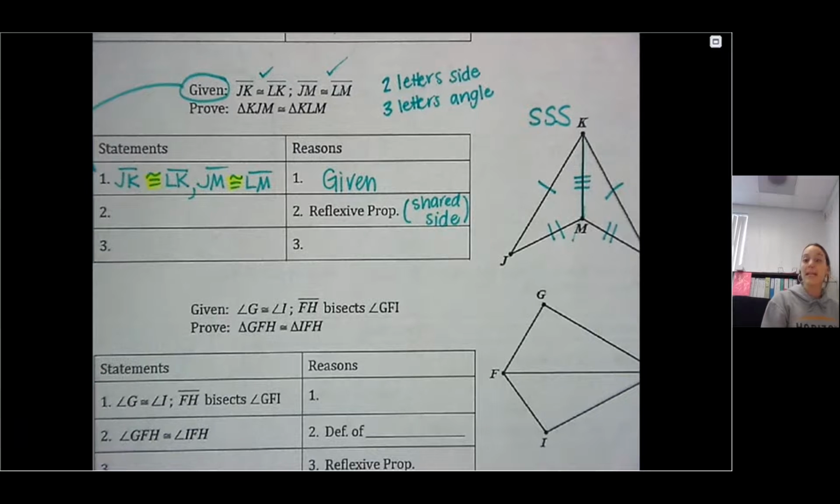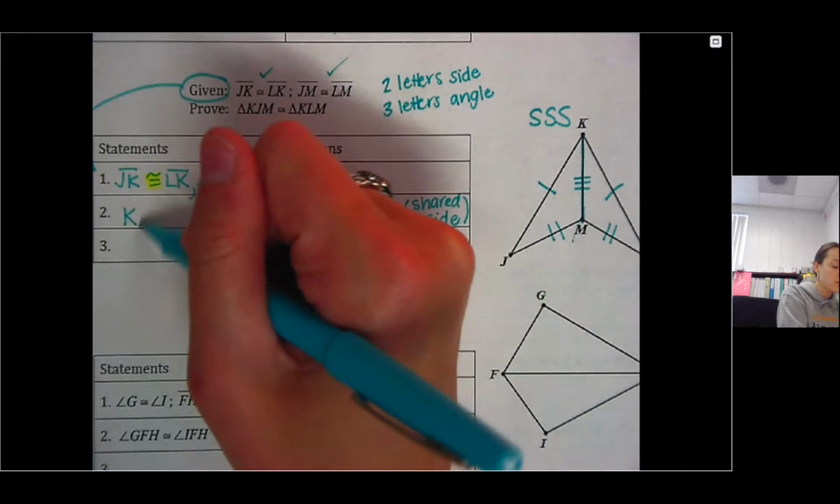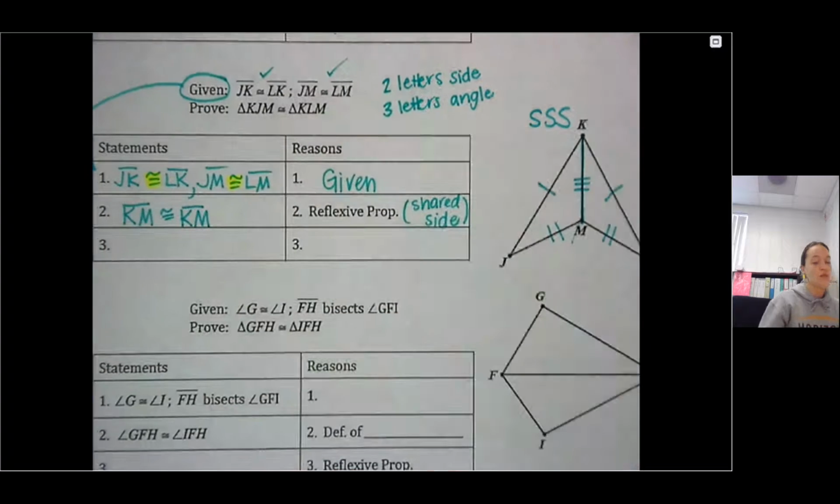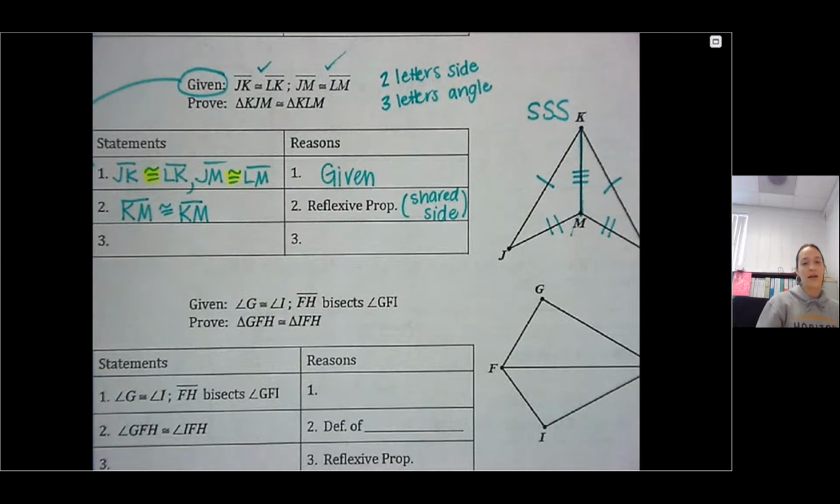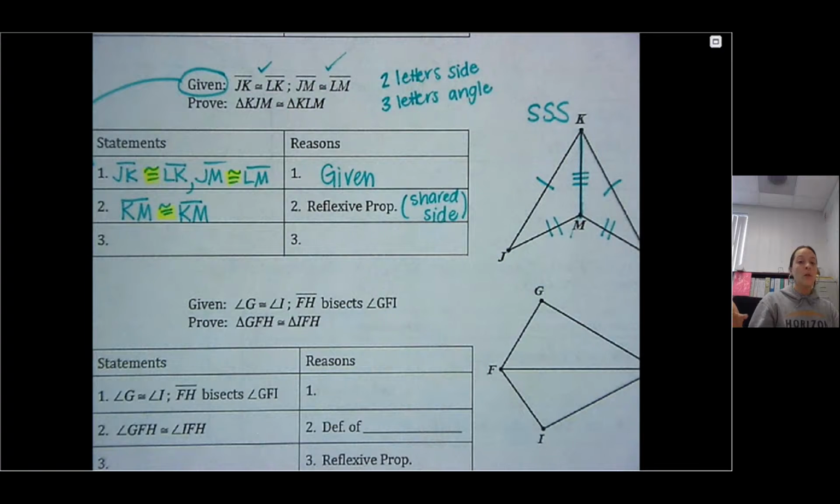Okay, so my statement is just this side here, KM, is congruent to itself. So KM is congruent to KM. Or MK is congruent to MK. Or KM is congruent to MK. I don't care how you write it. But you're saying it's equal to itself. That's the reflexive property. And now you've got 3 congruent symbols, so you can jump down to what step now?